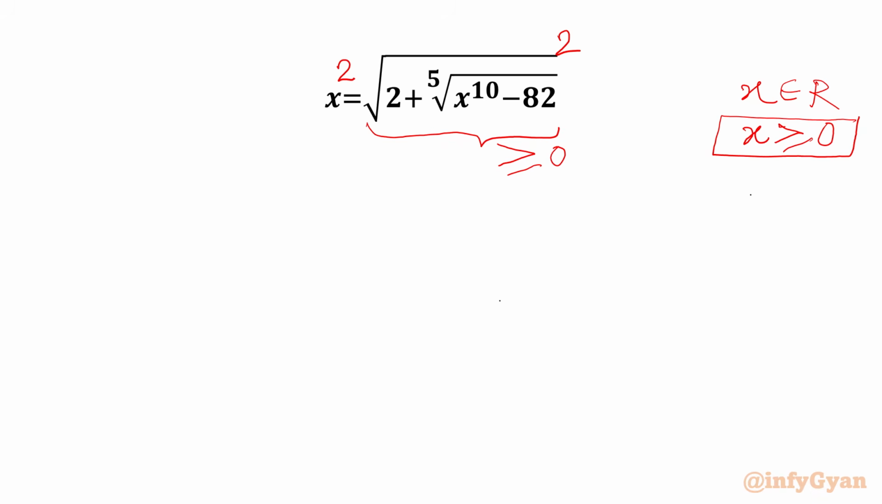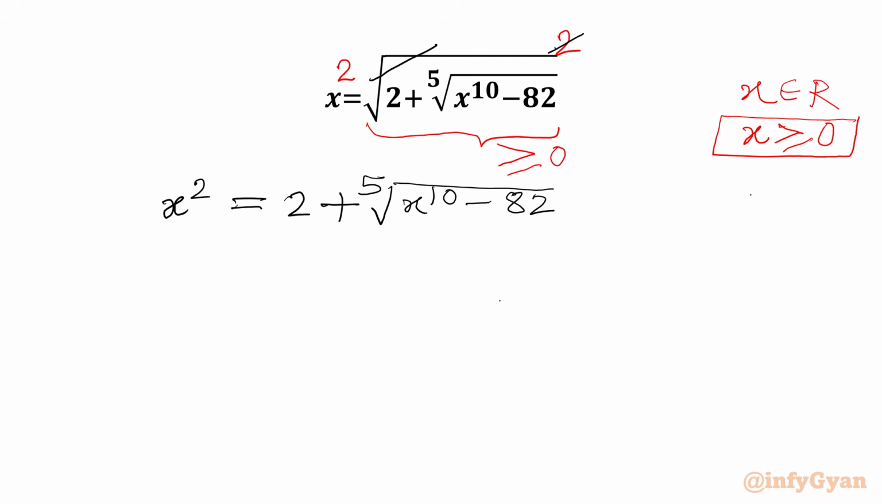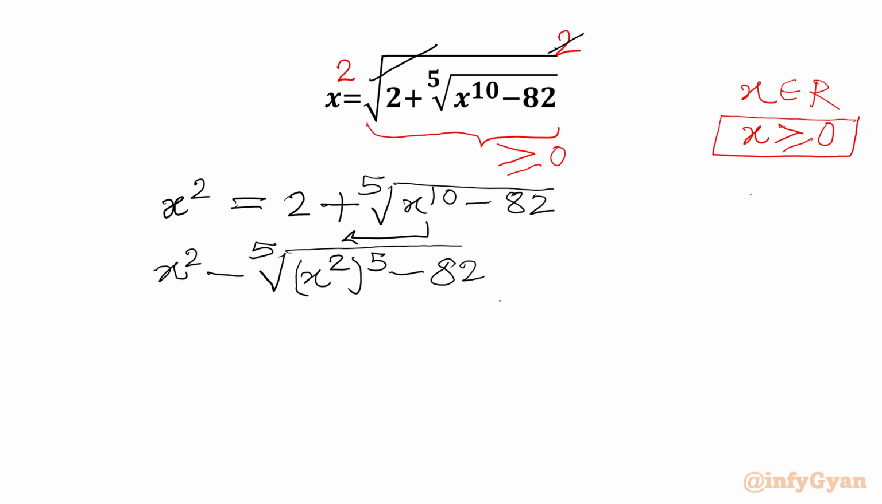Now we can cancel a square root with a square in right hand side. So we have x square in LHS and 2 plus fifth root of x power 10 minus 82 in RHS. Now we will take fifth root to the LHS. We can write equation x square minus fifth root of x power 10, which we can write x square whole power 5 minus 82. This must be equal to 2.